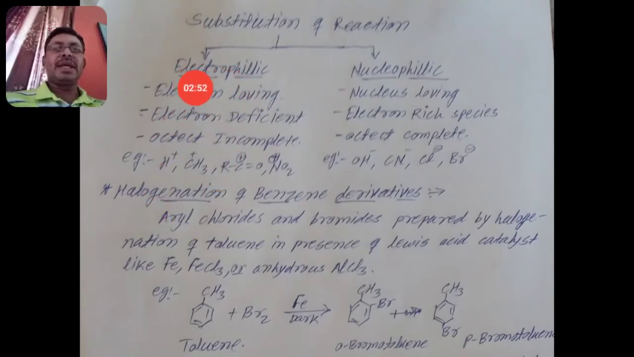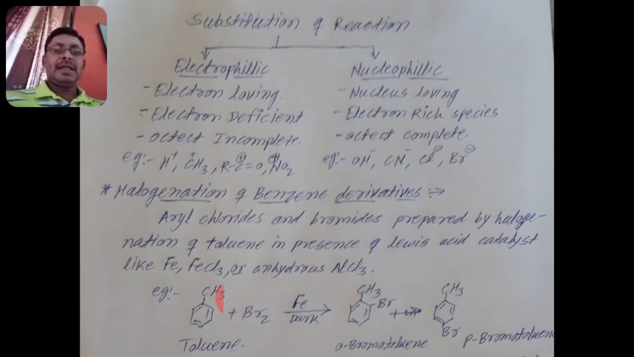Today we discuss the electrophilic substitution reaction, that means the substitution by positively charged species. That is the halogenation of benzene or benzene derivatives. Aryl chlorides or aryl bromides are prepared by halogenation of toluene in the presence of a Lewis acid as a catalyst, like FeCl3 or anhydrous aluminum chloride. In this halogenation, the Lewis acid like FeCl3 or anhydrous AlCl3 is taken as a catalyst.